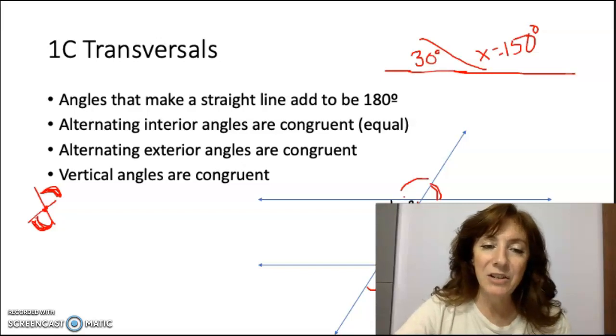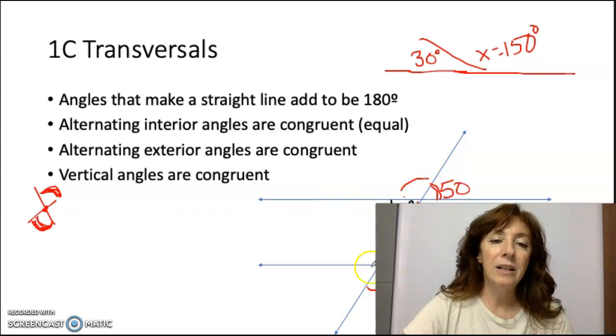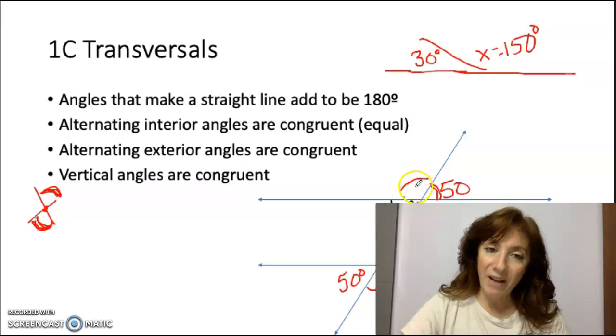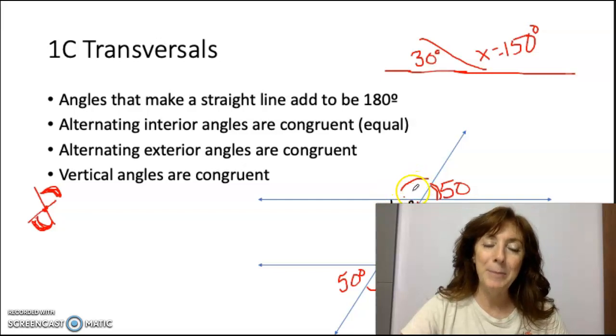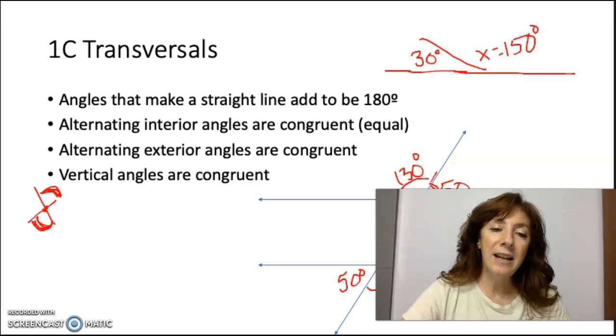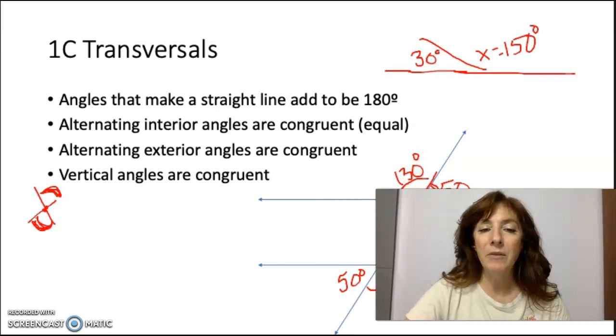Now we have a lot of relationships. If this is 50 and it's exterior, its alternating exterior angle is here, and that's also 50. And here's the other vertical angle that's 50. And if 50 and something make 180, then this one must be 130. You can look at this straight line where 50 and 130 make 180, or you can look at this straight line where 50 and 130 make 180.